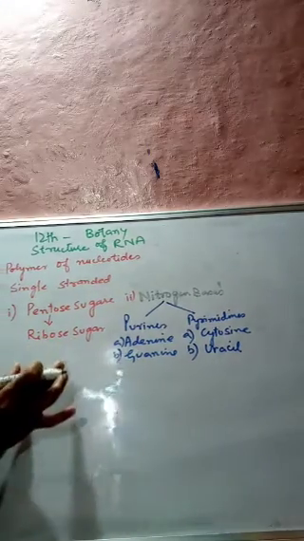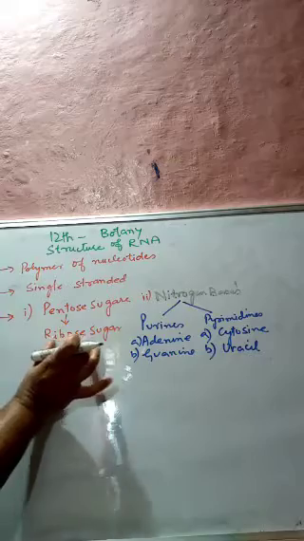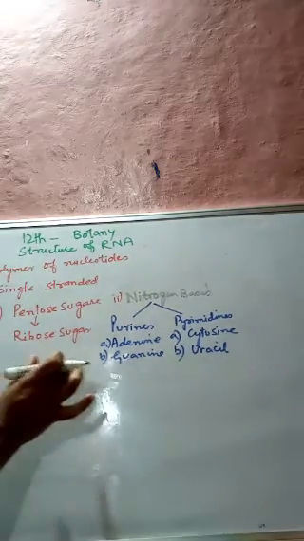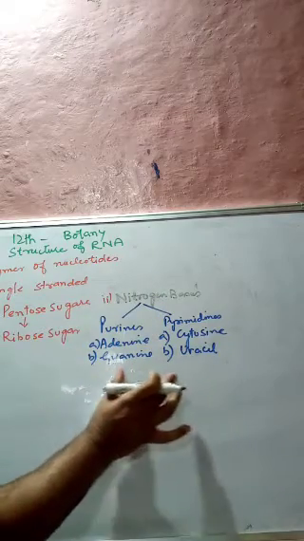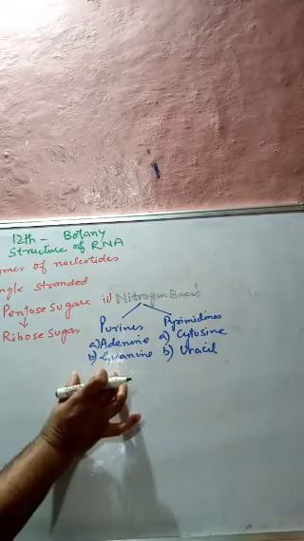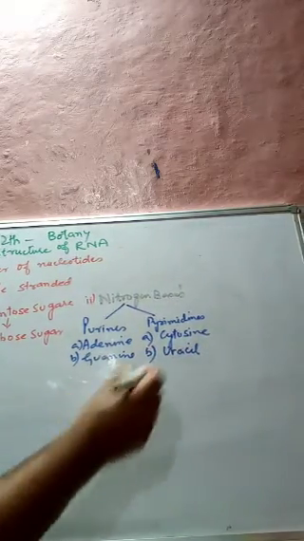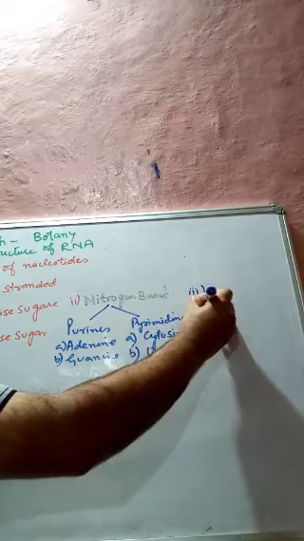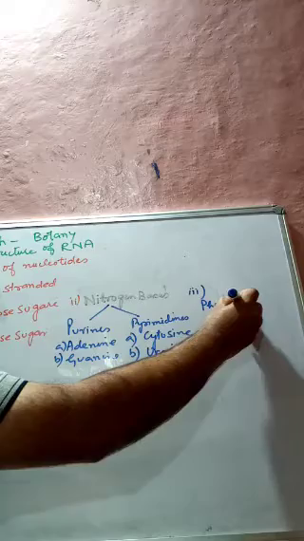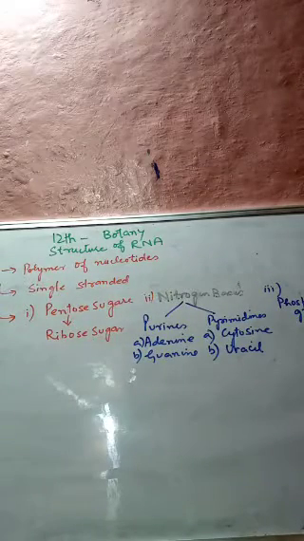In the pentose sugar, what did we see? In case of DNA it was deoxyribose sugar, but here it is ribose sugar. In the nitrogen bases, there is a slight difference again: purines are the same, but among pyrimidines, in place of thymine there is uracil. And third, that is the phosphate group, which is the same as we have studied in case of the DNA.